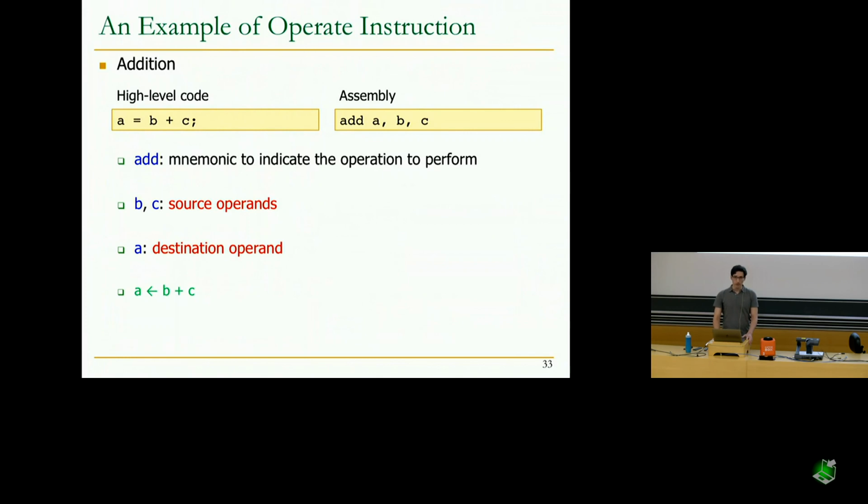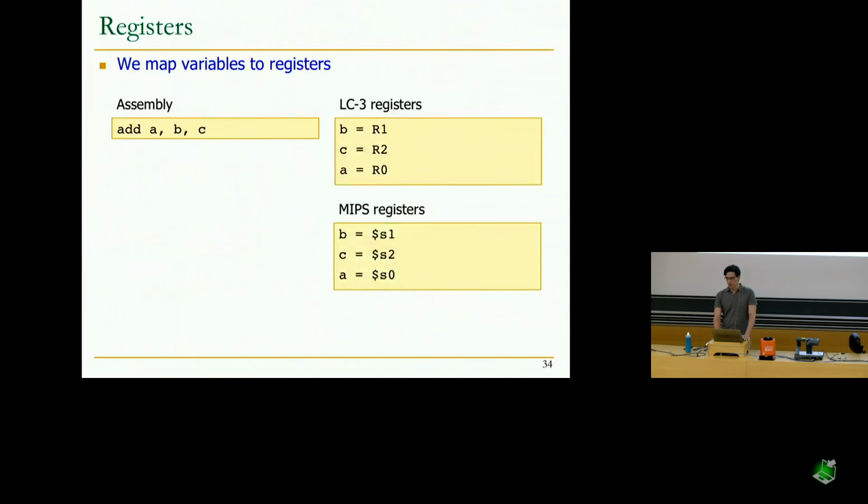And here you see the semantics of this operation. What are the semantics? What the instruction performs. And what this instruction performs is the addition of B plus C and stores the result in A. This is, as I said, a generic representation of an addition in assembly language. Let's go to the particular representation for LC3 and MIPS.